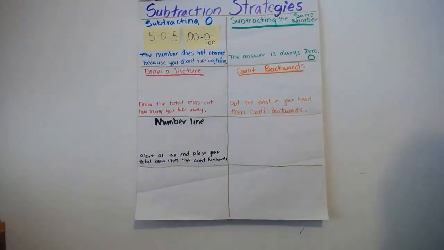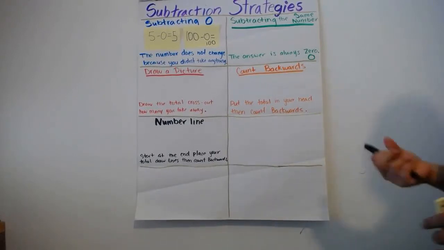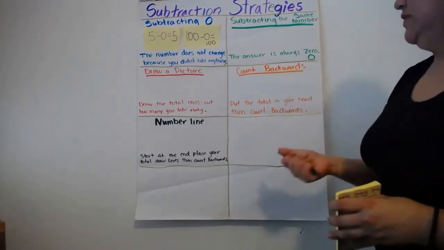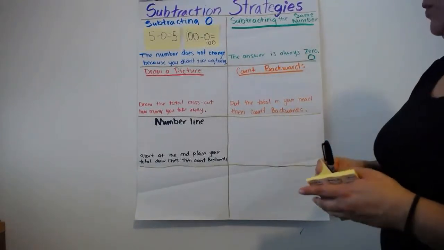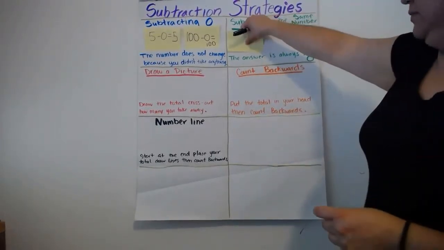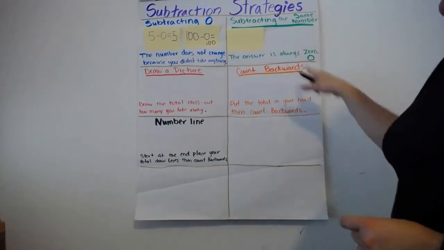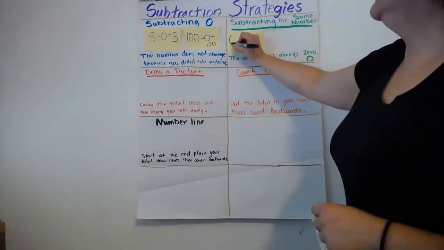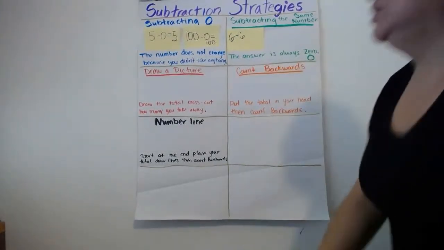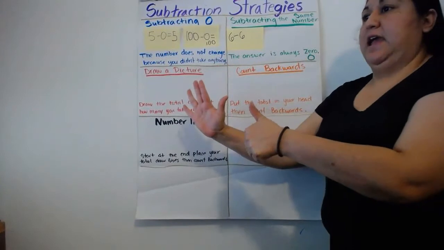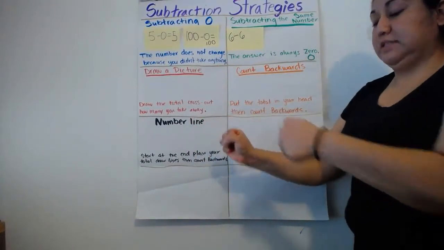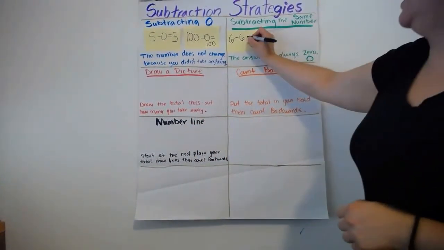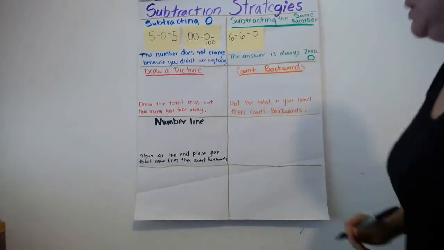Okay. The other strategy, something that makes a math fact very easy when you see it, is subtracting the same number. Whenever you subtract the same number, your answer is always going to be 0. So let's say you have 6 minus 6. You had 6 and you take away 6, that means that you have nothing. You're taking everything away, so your answer is always going to be 0.